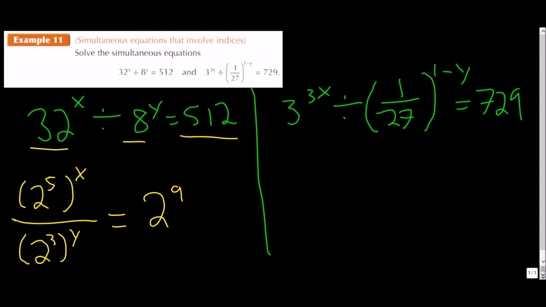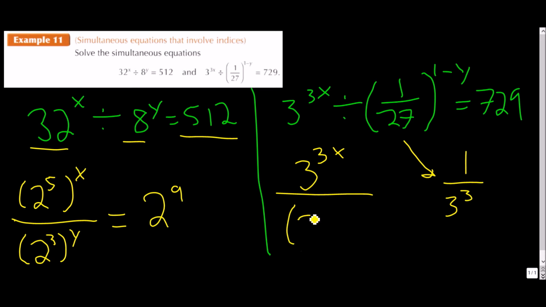On the other side, we have 3 to the 3x, and 1 over 27 to the 1 minus y, and 729. All of these are divisible by 3. 3, 27, and 729. So I'm going to say this is 3 to the 3x divided by 1 over 27 to the 1 minus y. Okay, so 1 over 27, that's the same thing as 1 over 3 cubed. Now, how do I write that in terms of just a regular 3? Well, this is the same thing as 3 to the negative 3.